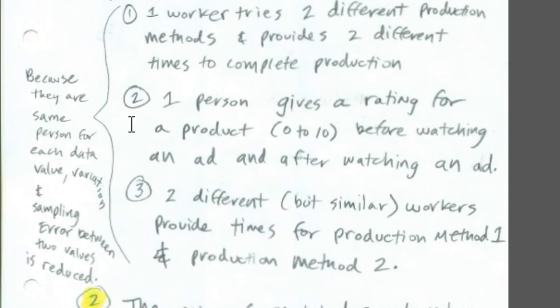Other examples of matched samples. One person gives a rating for a product, 0 to 10, before watching an ad, and then gives the same rating after watching the ad. The rating would be like how much they want to buy this product. That's one of your homework problems. Another example, you could have two different but similar workers provide times for production method 1 and production method 2. Here you'd have to try your best to get similar workers in age and experience and strength, etc.